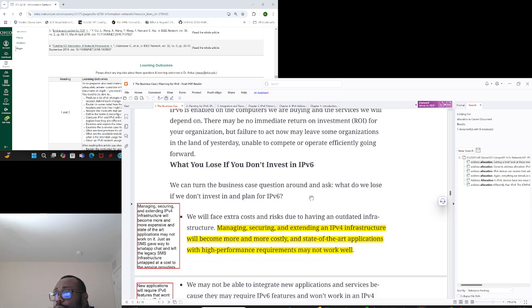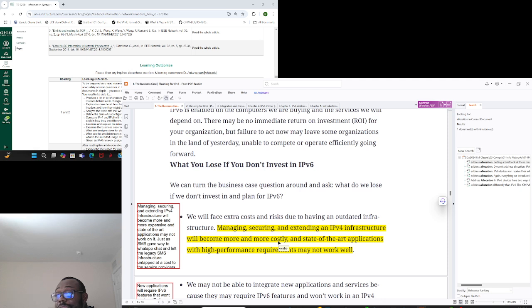So, what will you lose if you don't invest in IPv6? Well, you just know it. We are in a world of competition. So managing and securing an extended IPv4 infrastructure will become more and more costly. It's a fact. It will become more and more costly. People will charge based on your demand.